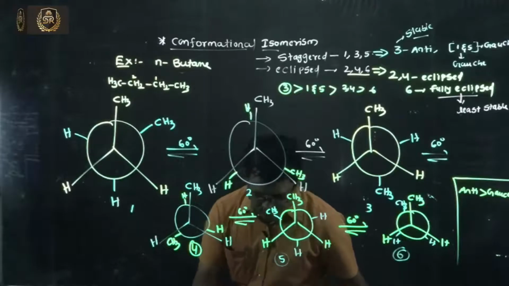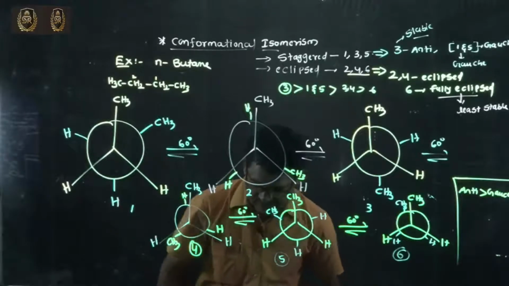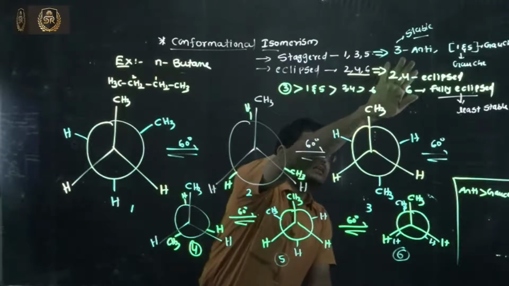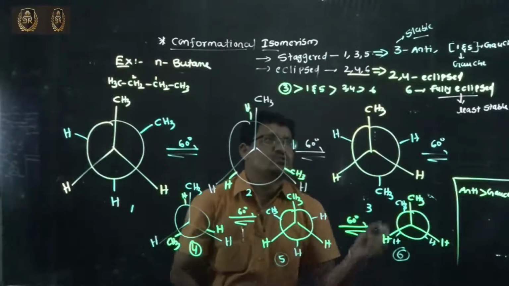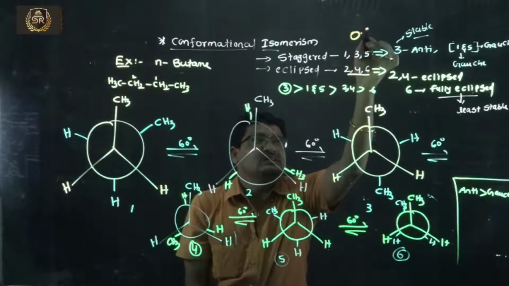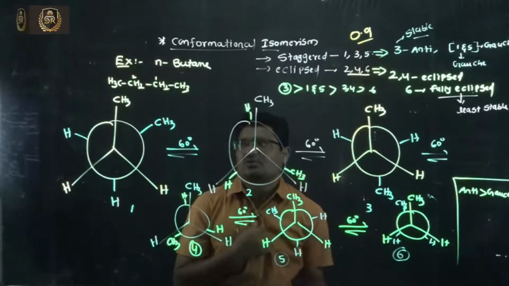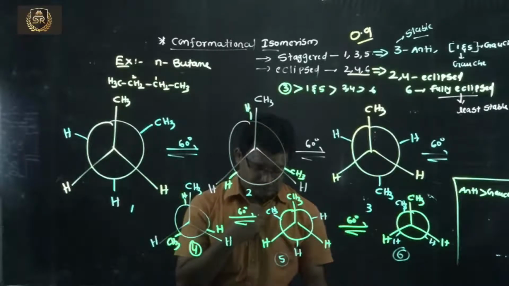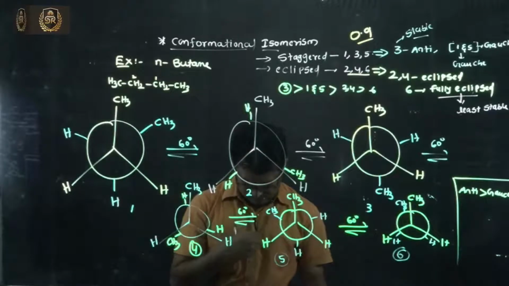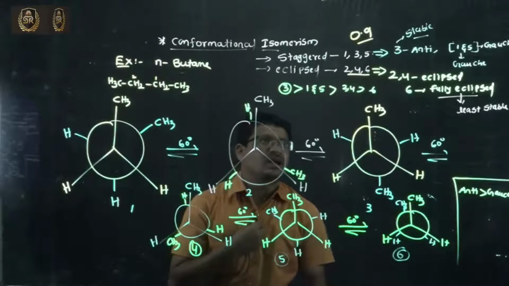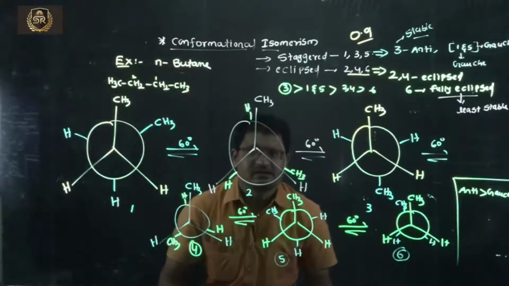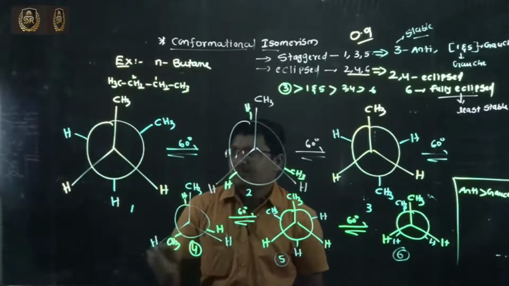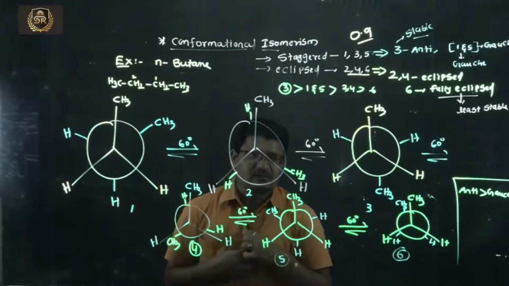Now, in this one, the anti and Gauche bond energy is not equal to 0. That means both the bond angles cannot be equal to 0. So, this is the conformation of butane. What is the conformation of butane?